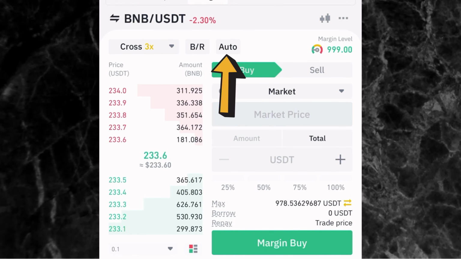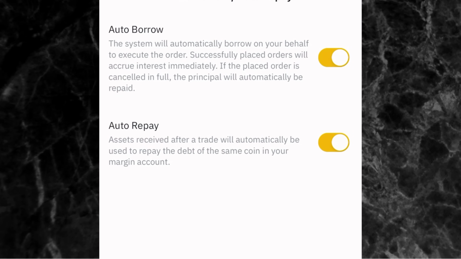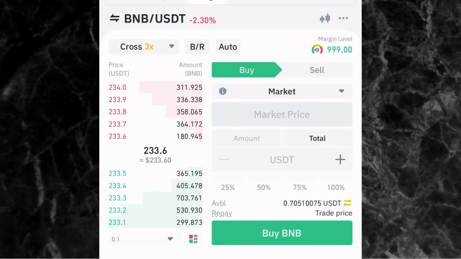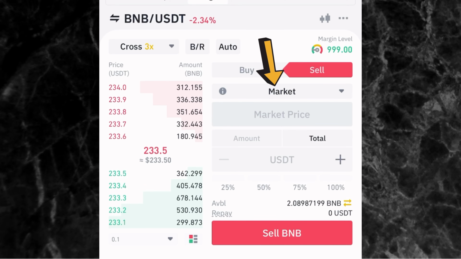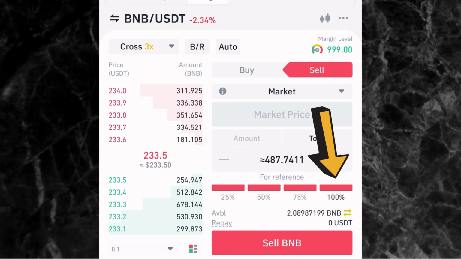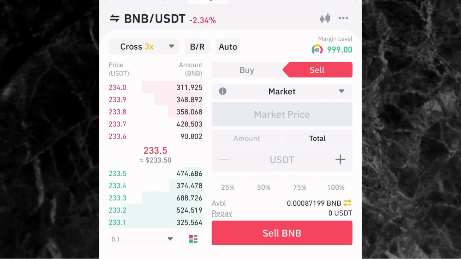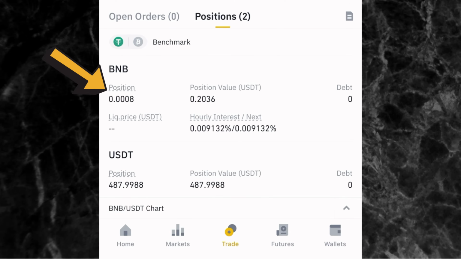Now, to sell it, you come here to where you have auto right here and turn off auto borrow right here. And once you turn it off, you come here to where you have sell right here. And then you pick market because you want to sell immediately. And then you pick 100% if you are selling everything. Now, once you pick that, then tap on sell BNB right here. Now, once you've done that, you will see that you don't have any BNB in your wallet again. So you can see right here, position, we have 0. While USDT, we have 487 USDT right now.